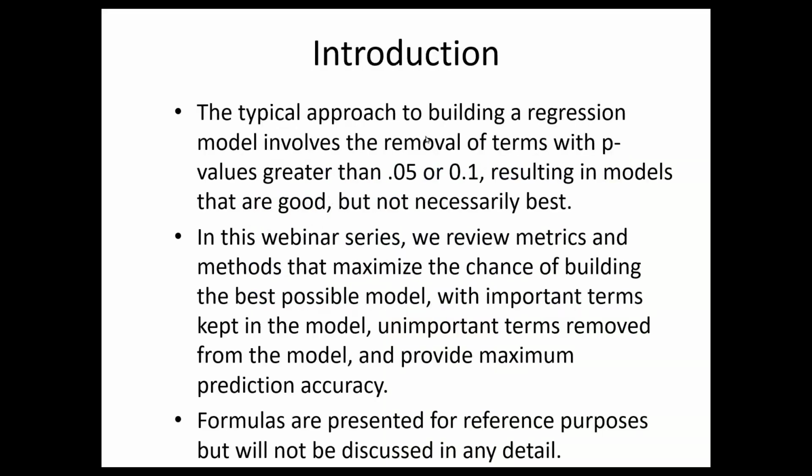So typically, when you're building a regression model, the common approach is to look at the term p-values, and if they are greater than 0.05 or 0.1, you take them out of the model. Sometimes you do that iteratively. And what you end up with is a model that may be good, but not necessarily best. These new tools and metrics will help you to produce a model that is more optimal. So in this webinar series, we review metrics and methods that maximize the chance of building the best possible model, with important terms kept in the model, unimportant terms removed from the model, and maximum prediction accuracy.